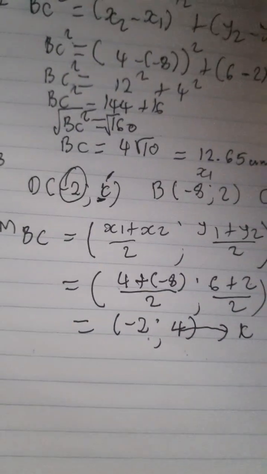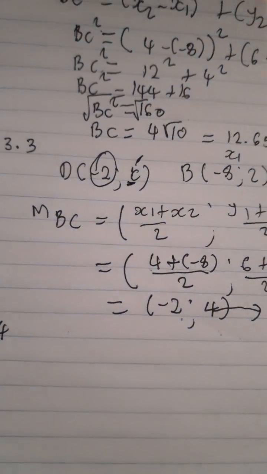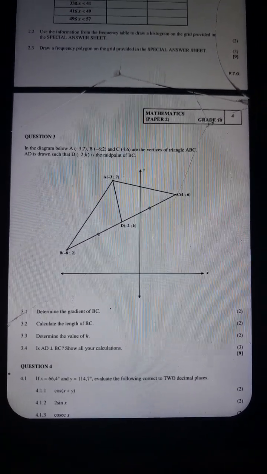So we are now going to work with 3.4, which is our last question there, guys. Is AD perpendicular to BC? Show all your calculations. Guys, I want you to note this. For us to prove that something is perpendicular, the product of the gradients must be -1, meaning that when you multiply both gradients, they must give you -1. If they don't give you -1, they are not perpendicular. I hope you are noting that as well, right?